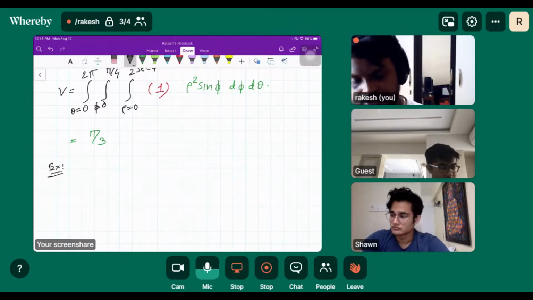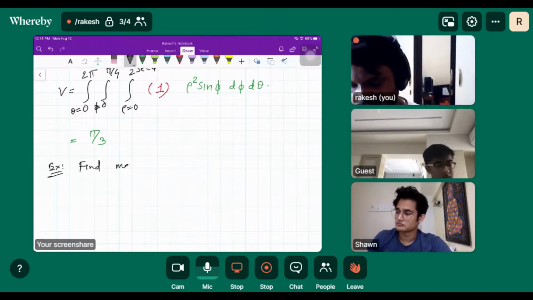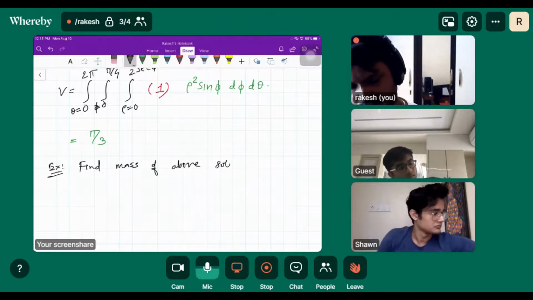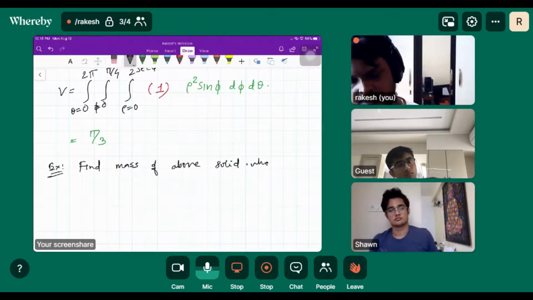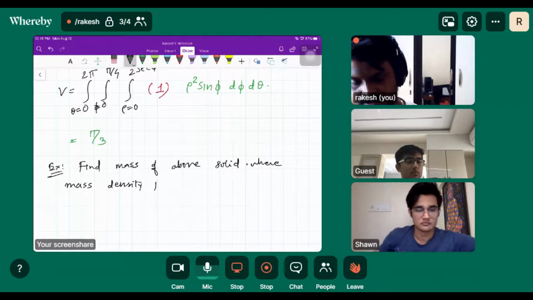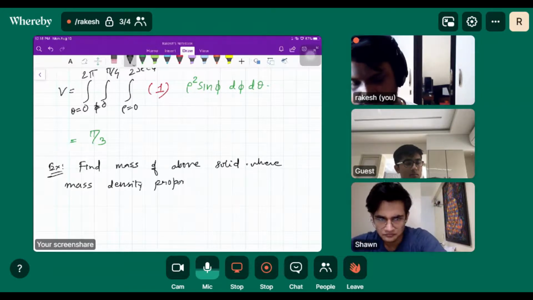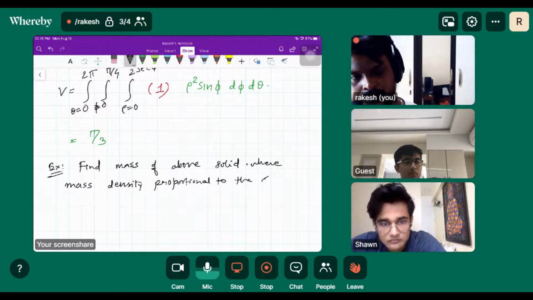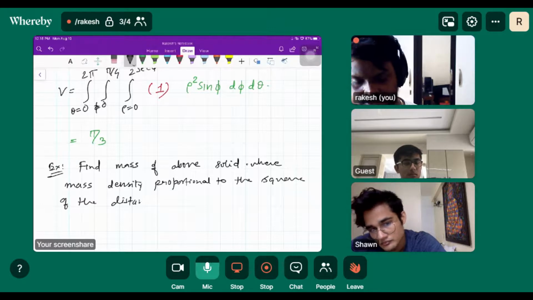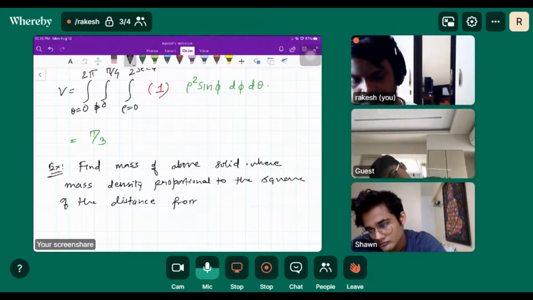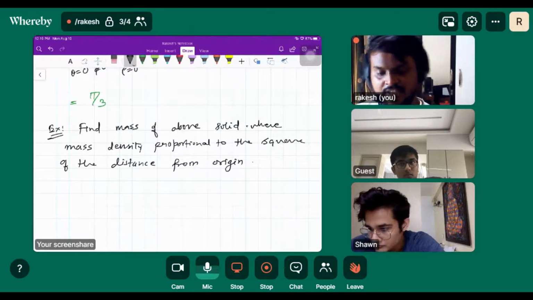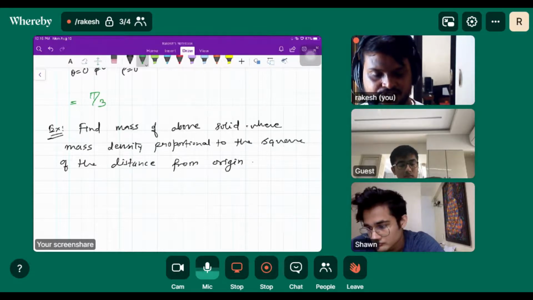Now the next question is, find the mass of the above solid, where the mass density is proportional to the square of the distance from origin. Okay, now first let's define the mass density function here.